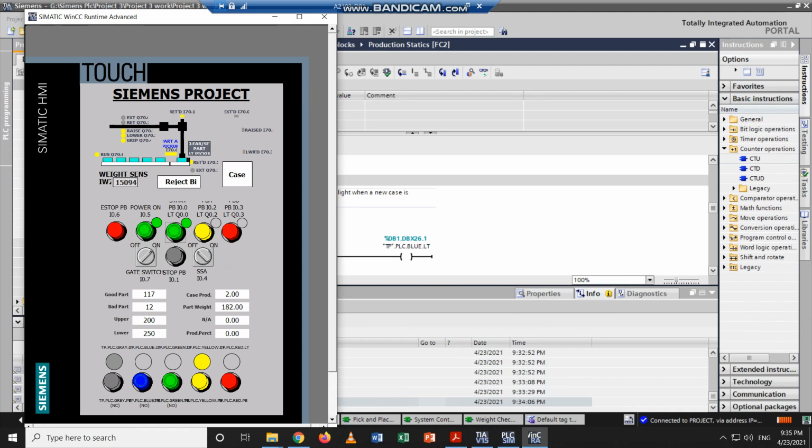Now you notice that the yellow fault indicator light will go off because the fault in the system has been cleared. And then whenever a part is dropped, the good part indicator light or the good part will increase by 1.